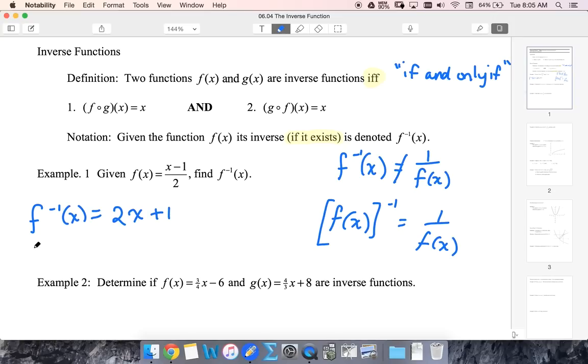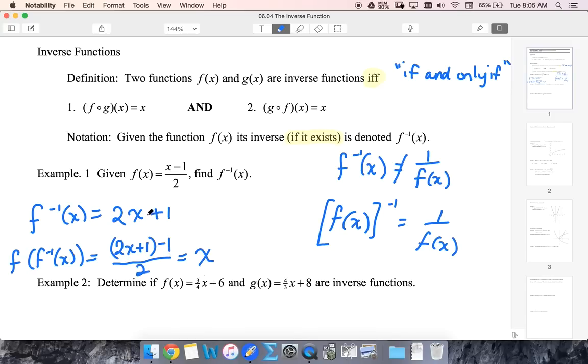So let's test that. So f of f inverse of x would be equal to, I'm going to replace this x with all of this. So 2x plus 1 minus 1 divide by 2. Sure enough, that equals x.